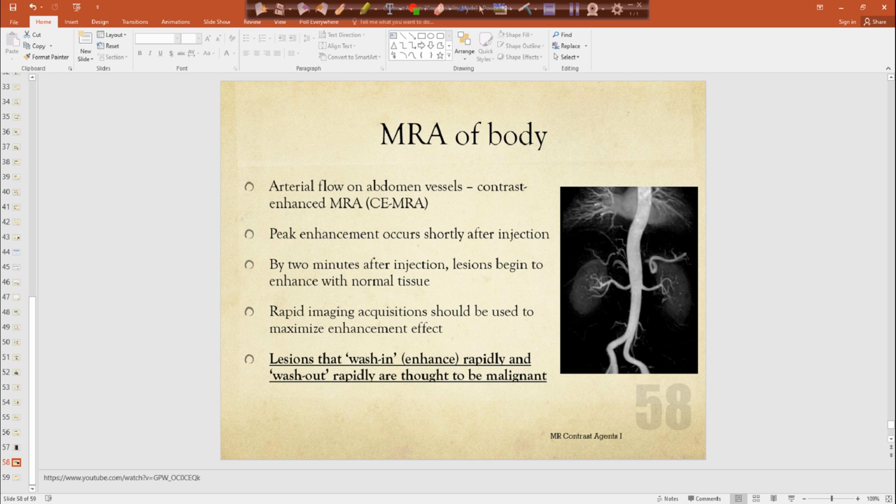So we look at the liver, but we also look at all the arterial structures within the abdomen. If your patient has an abdominal aneurysm, an AAA, they could be looking at that. Any type of dissection they could be looking at for your contrast enhanced MRAs.